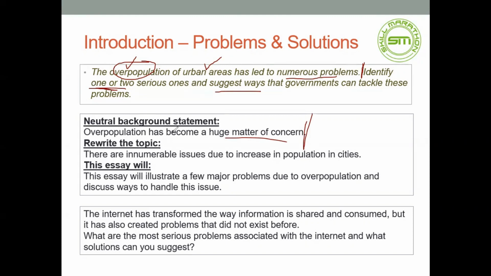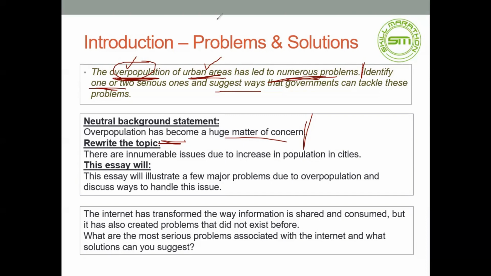After I write a very general statement, I'm going to paraphrase the topic. Now, how am I going to paraphrase the topic? By using some synonyms. So what are the key words, or what are some important words here? Overpopulation, urban areas, numerous problems. So these are 3 really important words for which I can use synonyms, correct? So I am going to end up writing, there are a lot of issues caused because of increasing population in cities or in urban areas.